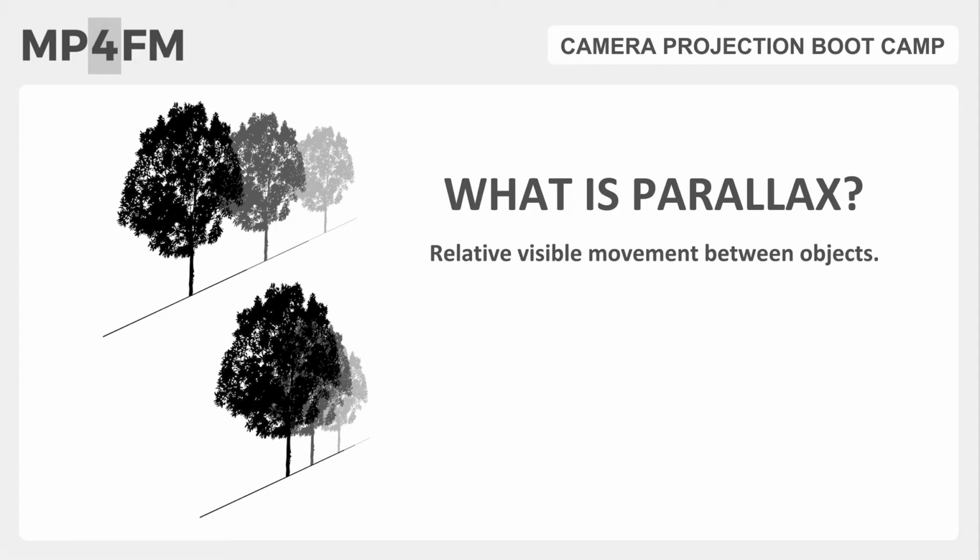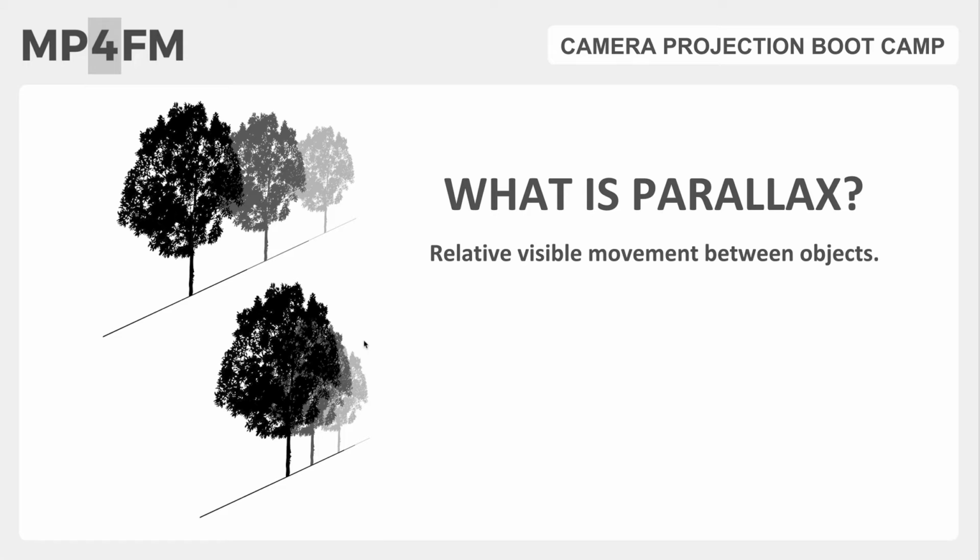So if you are in a forest, like the pictures that we have here, you may be driving by in your car, and you may have three trees that are separate from each other in the distance. And then when you drive by them, these three trees will converge together. So the movement between these objects is called parallax.